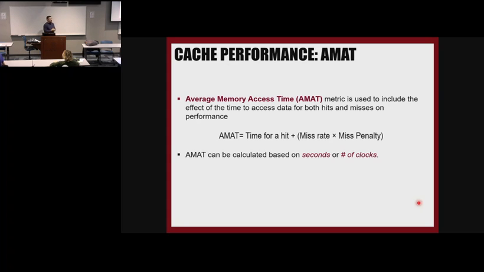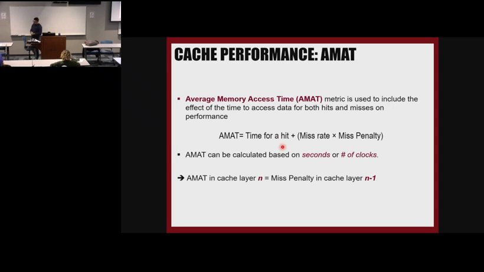So for that, we have a term called average memory access time, or AMAT. AMAT is pretty much the same thing that we talked about until this point, but it also includes the hit time. So AMAT, this part you're familiar with, the miss rate multiplied by miss penalty. But here we also add the time for a hit, or clocks for a hit, depending on how we want to do the calculation.